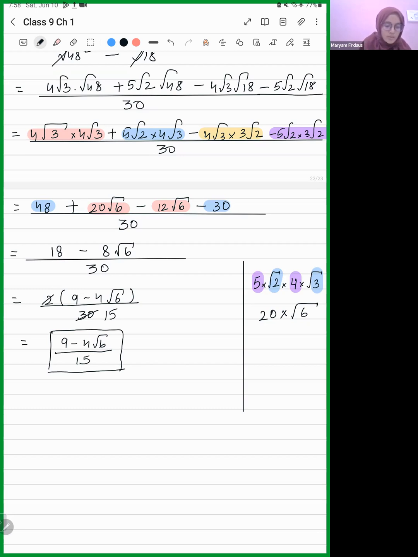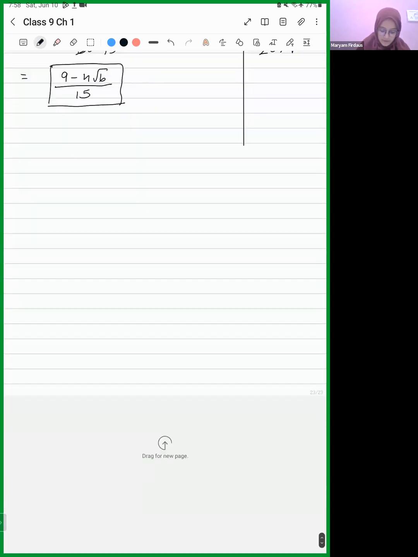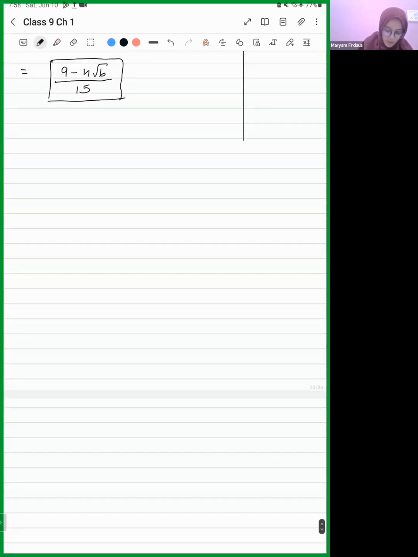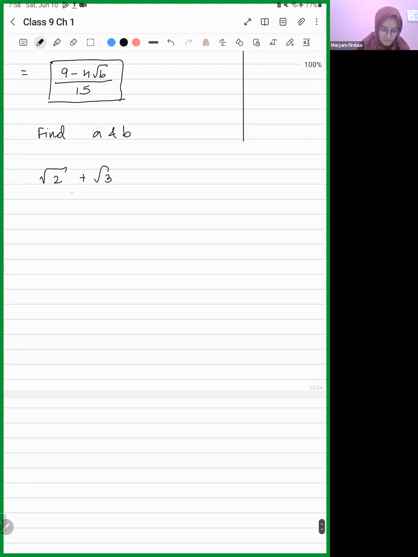Okay, so these were just a few questions. Now let's just do one more and then we will move ahead with our chapter. Now over here, what you have to do is find the values of A and B, okay? Yes, ma'am. This is pretty easy. Root 2 plus root 3 divided by 3 root 2 minus 2 root 3.